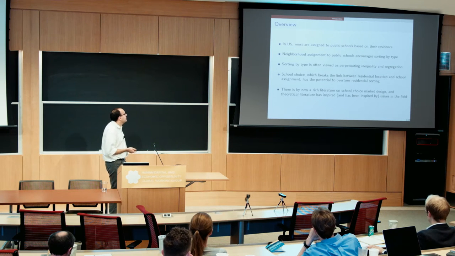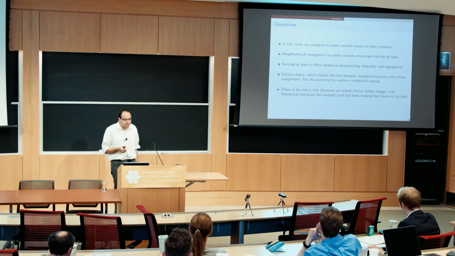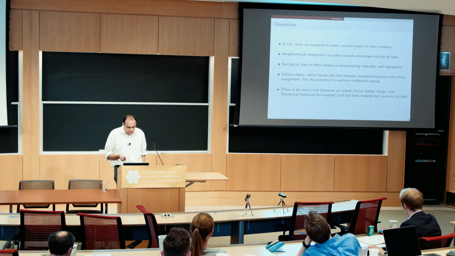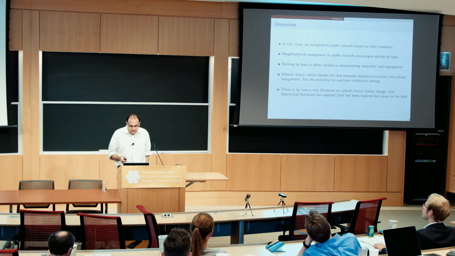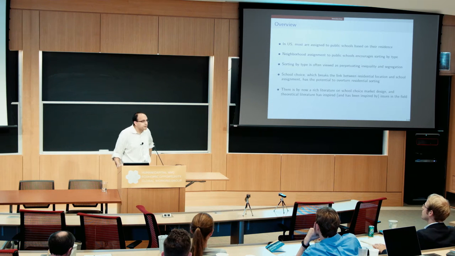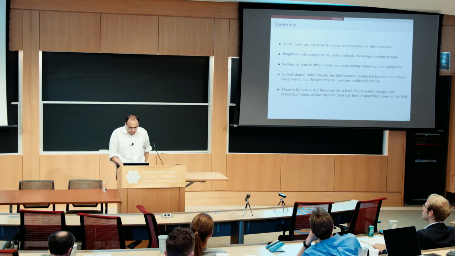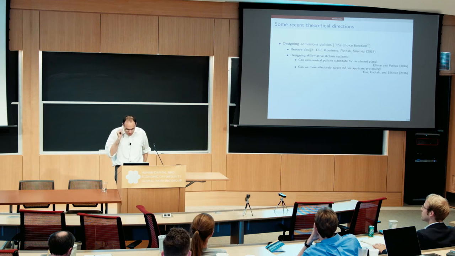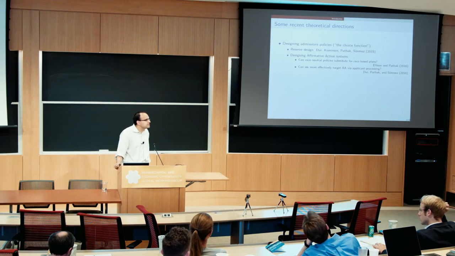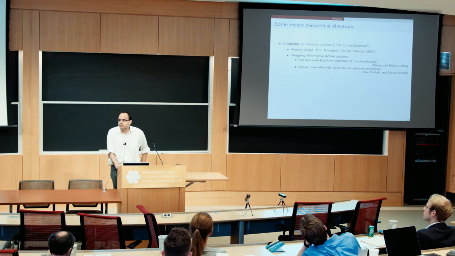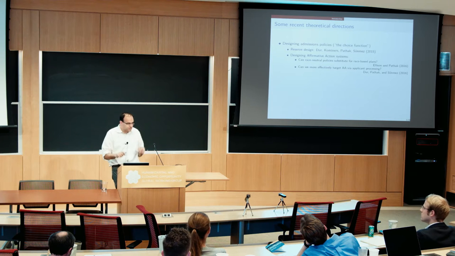Now, as many of you know, and many of you have contributed to, there is a rich literature on school choice market design, and theoretical literature has inspired and has been inspired by issues in the field. And some of the more recent developments that I'm personally excited about involve thinking hard about access and designing admissions policies. What's fair in terms of who should get into a school and who should not? So that's what I call this literature on the choice function.